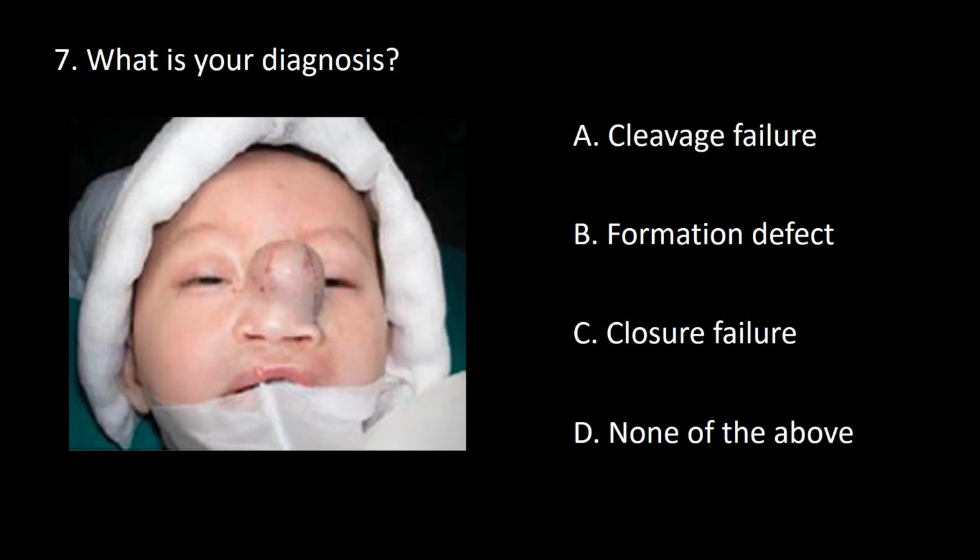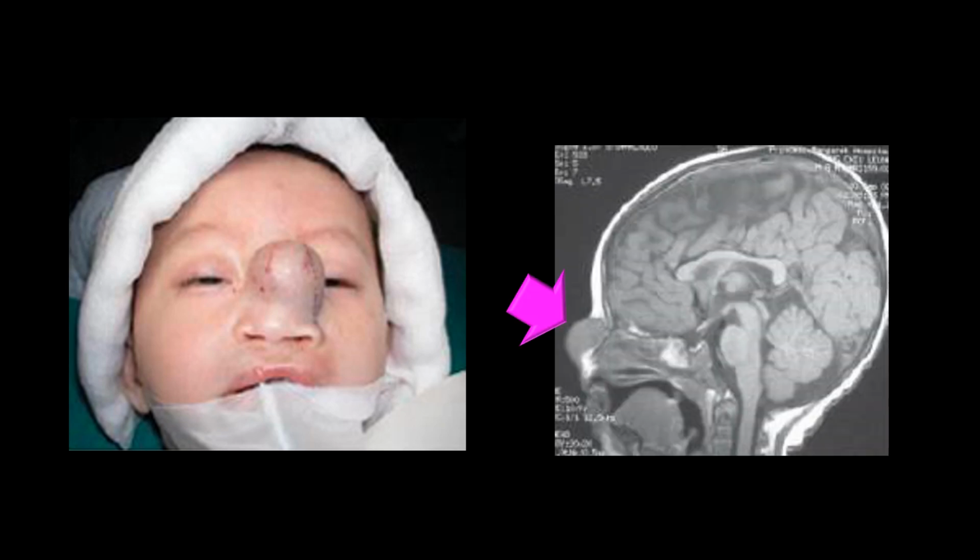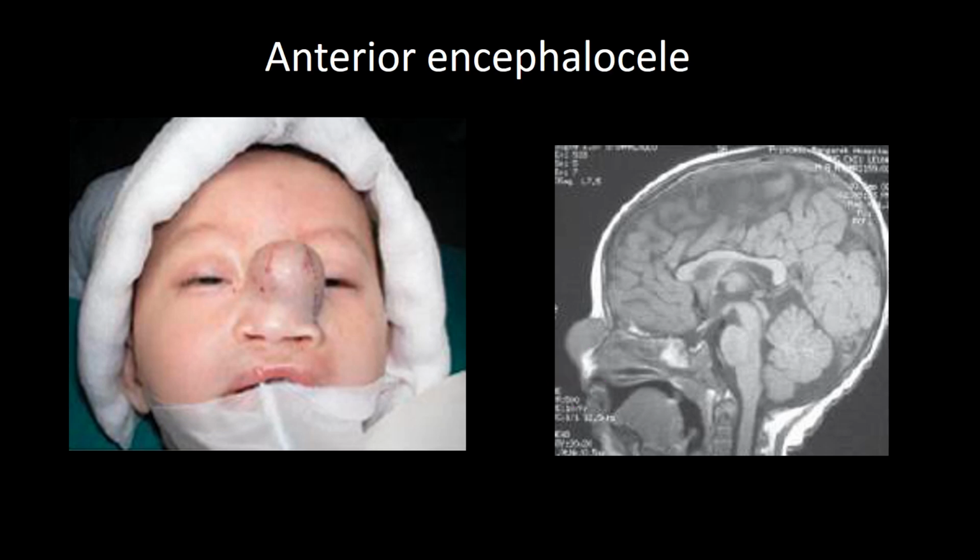Please take a look at this image and choose the best answer. A, cleavage failure. B, formation defect. C, closure failure. D, none of the above. The patient has an obvious mass that you can see in the MRI. But more importantly, you see that something is missing. The patient has an anterior encephalocele. Anterior encephaloceles are more common in Oriental people.